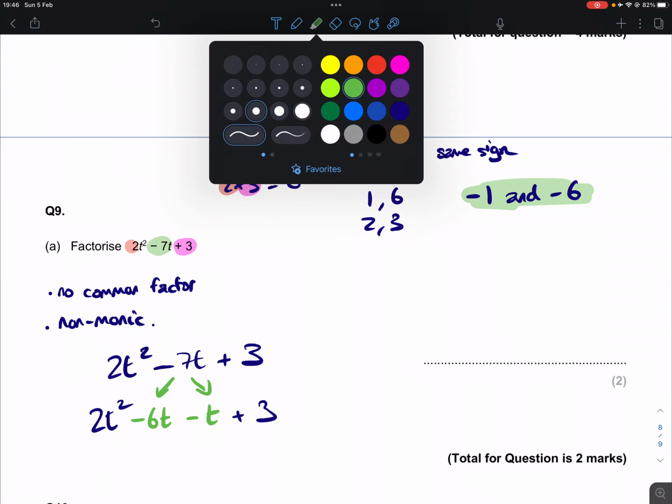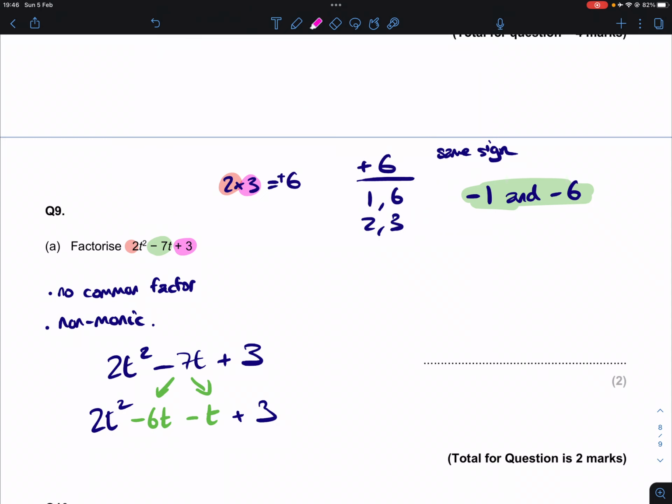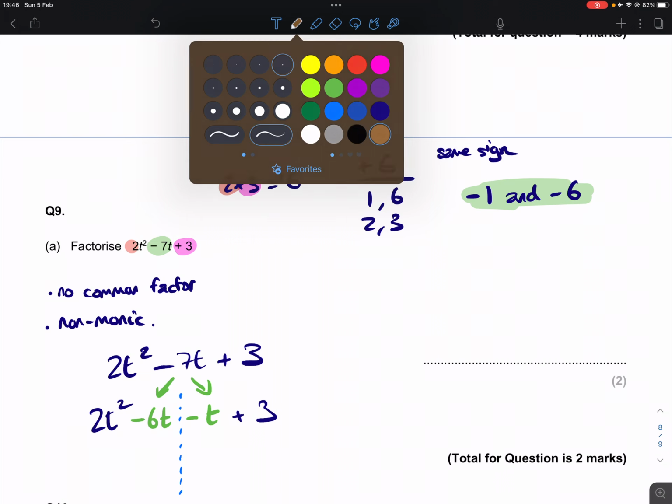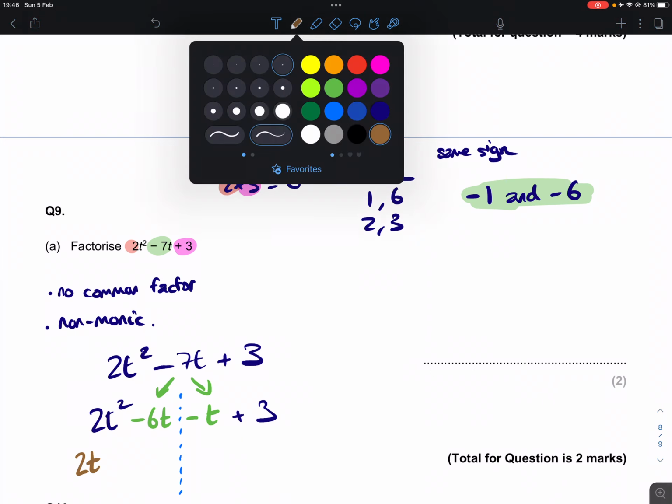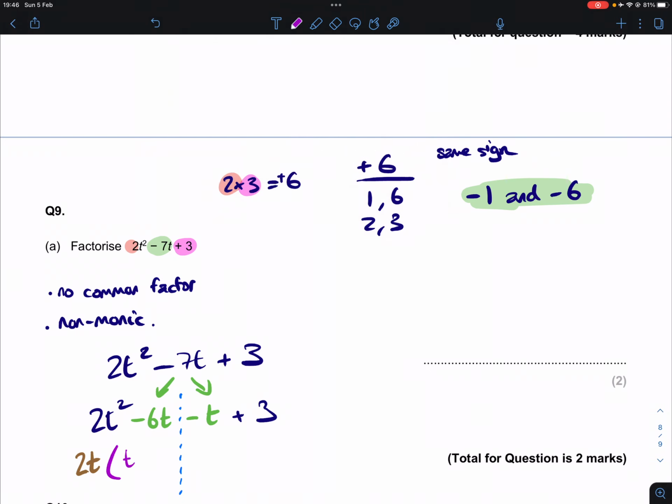Then what we do is we take the first two terms and we take the highest common factor out of them. So the highest common factor of 2t squared and 6t is 2t. That will leave us with a t minus 3 inside the brackets here.